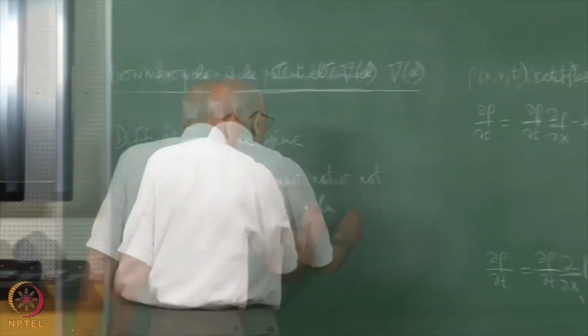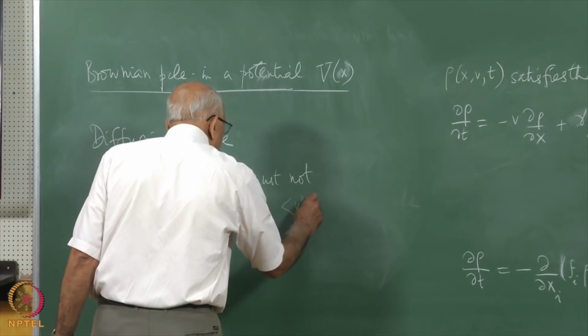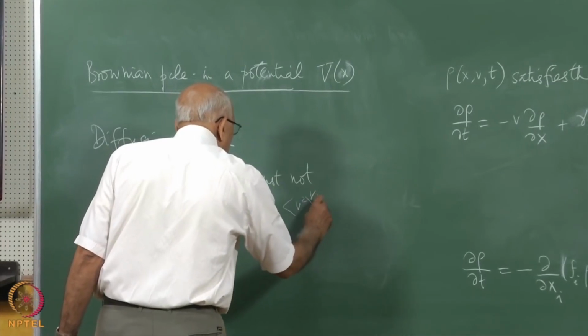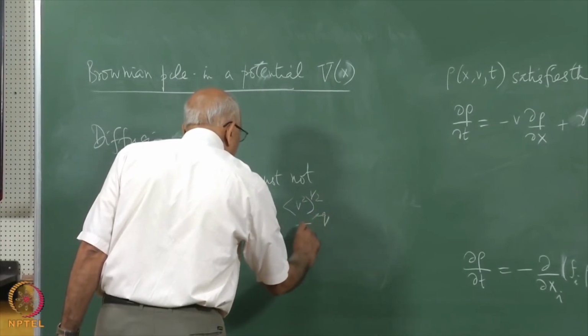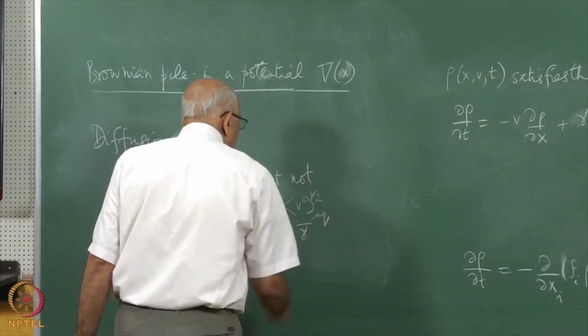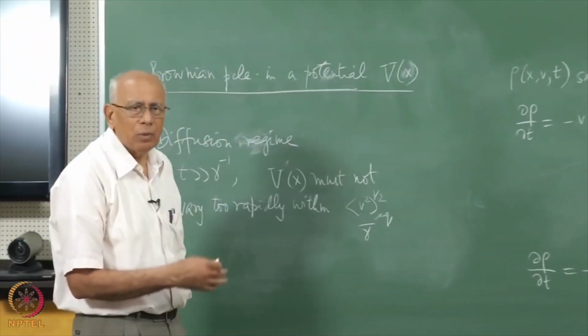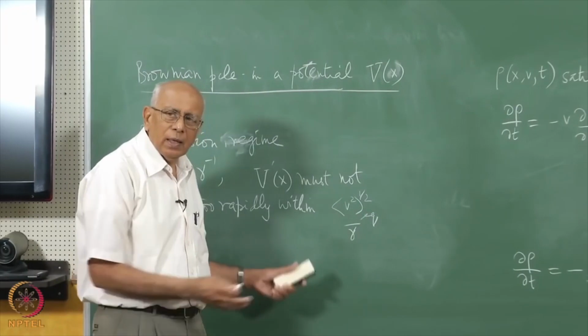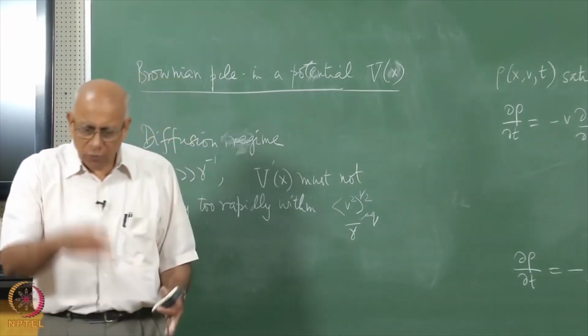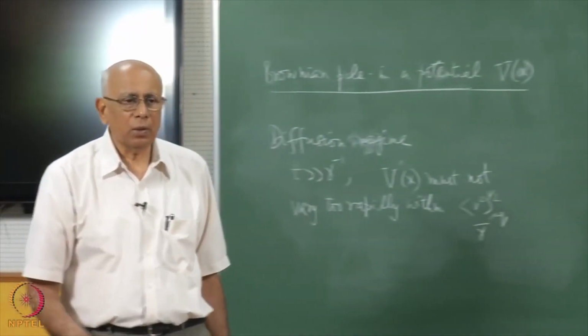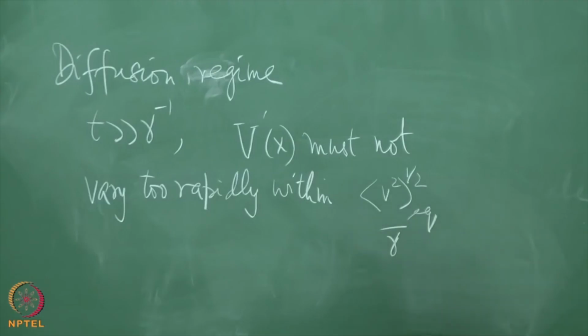So, within the equilibrium v squared to the half divided by gamma. So, that will give you a criterion. You can compute this number and then check whether V prime or the force is rapidly varying spatially or not. If it is a gentle potential of some kind, it would not vary significantly.